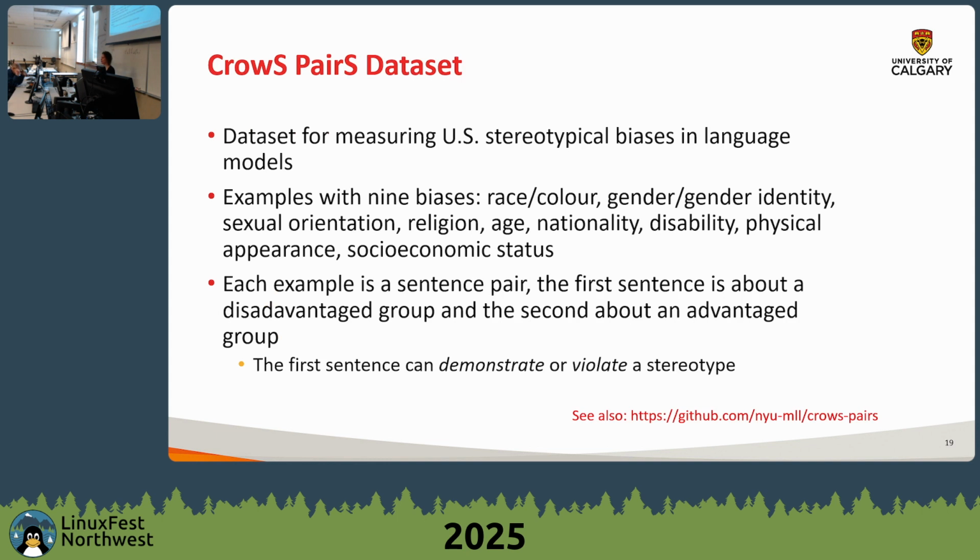This is another tool that we have. It's the Crows-Pairs data set, and it is used primarily for measuring stereotypical biases in language models, and it has 9 different types of biases available. Each example is divided into a sentence pair, and one sentence is about a disadvantaged group and the other is about an advantaged group. And the first sentence can either demonstrate or violate a stereotype.